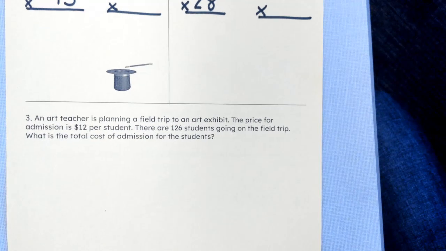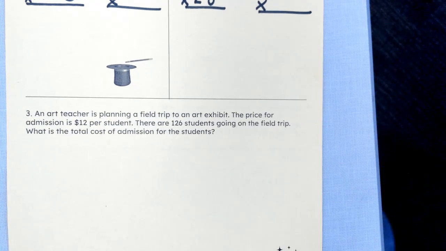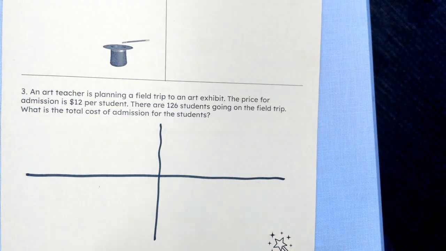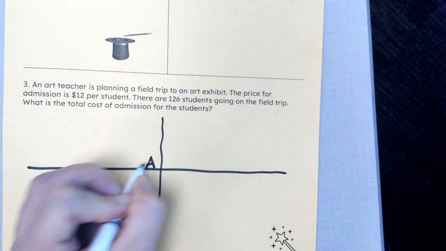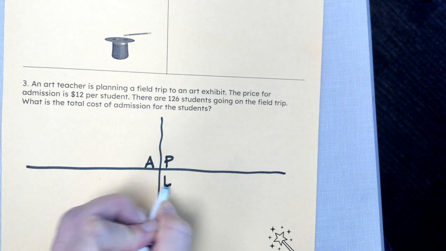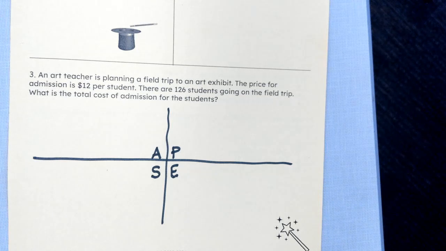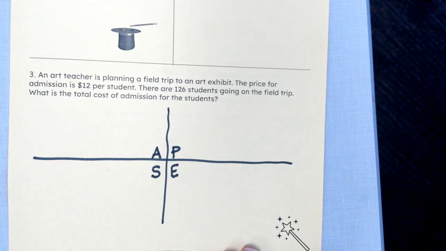Number 3, an art teacher is planning a field trip to an art exhibit. The price for admission is $12 per student. There are 126 students going on the field trip. What is the total cost of the admission for the students? So for this question, I do want you to make a window pane. And I'm going to want to see you analyze, plan, estimate, and solve. Each one of those boxes is an answer. So now we just went from having 4 questions to 8 questions. Okay? Turn over to the back.